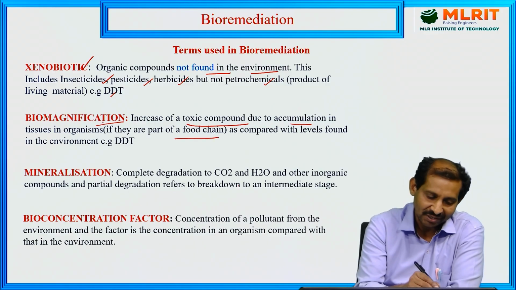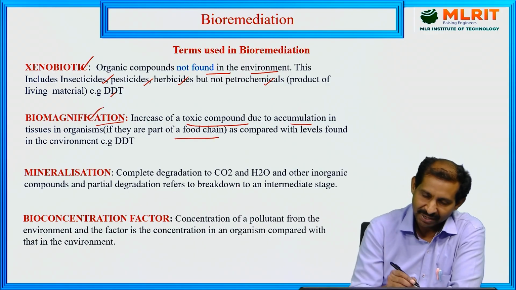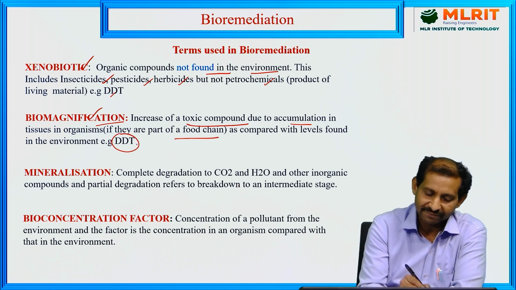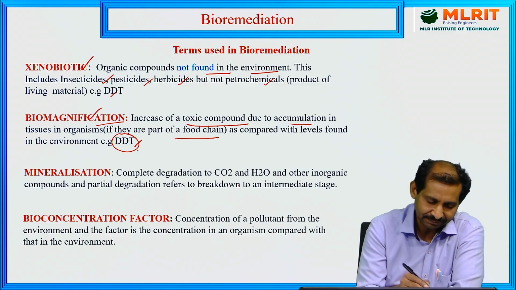So that is called biomagnification or bioaccumulation. The best example is DDT, dichloro-diphenyl-trichloroethane. This is a very good pesticide widely used in agriculture.